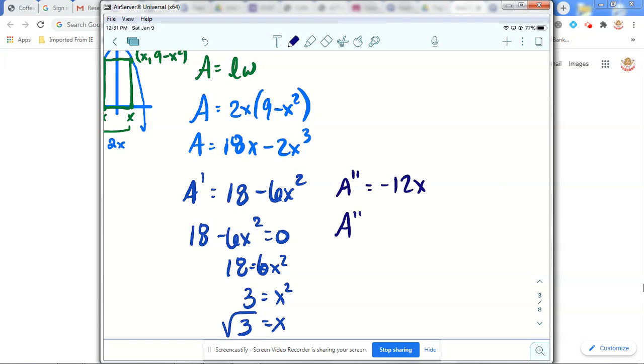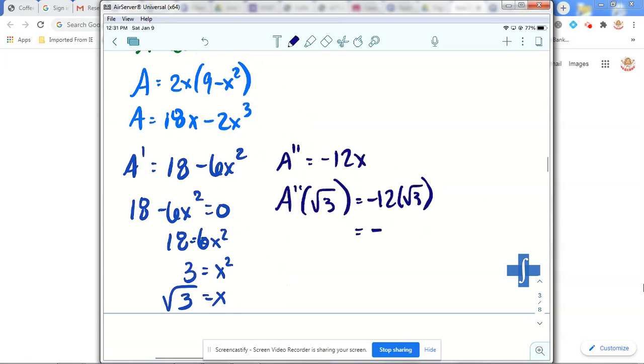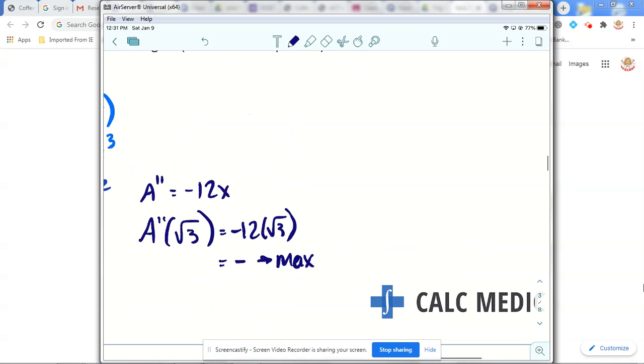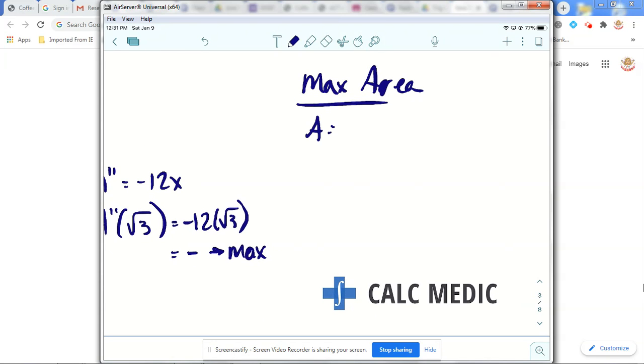Okay, so then when I put in the square root of 3, a negative times a positive is going to be a negative, so at the positive critical number, the second derivative is negative, which means a relative maximum. And so the question wants the maximum area of the rectangle. So we will just take that square root of 3 and plug it into our area that we got. So it was 18 square root of 3. Oh, wait, hold on.